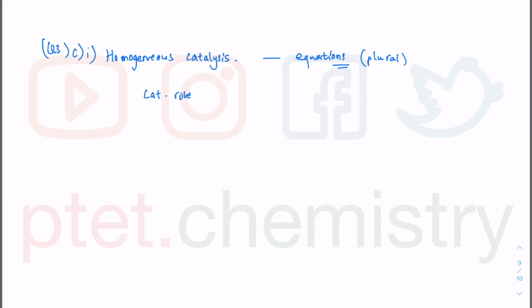Question 3, part C. This is actually part of catalysis, homogeneous catalysis. It comes under the last bit of the A2 rate of reaction topic. They say use equations. If you read the question, they say equations, plural, because this is catalysis. So you need to show the catalytic role of Fe3+.